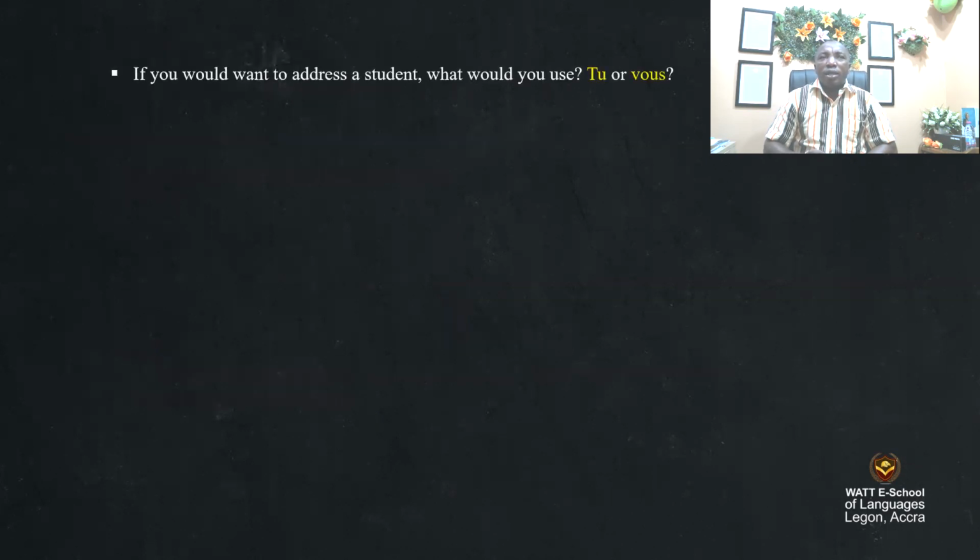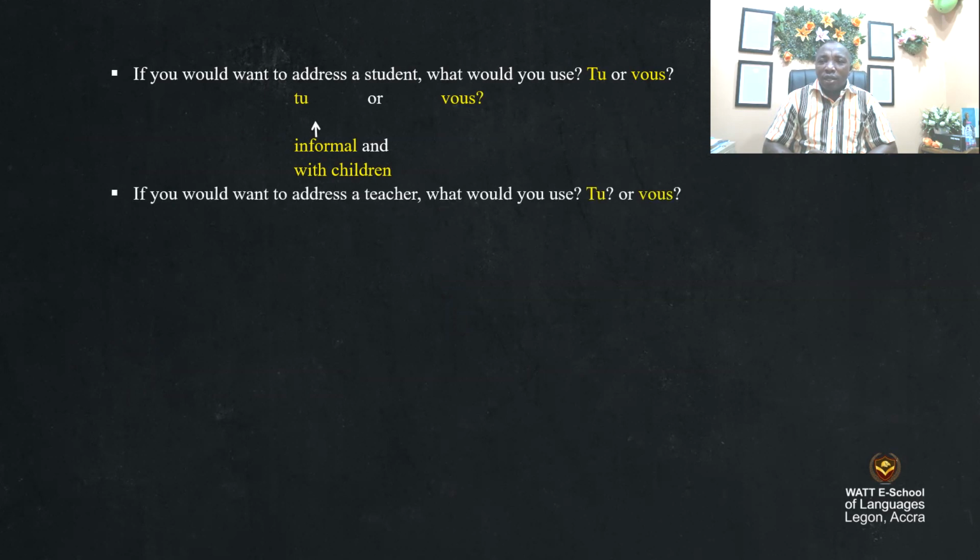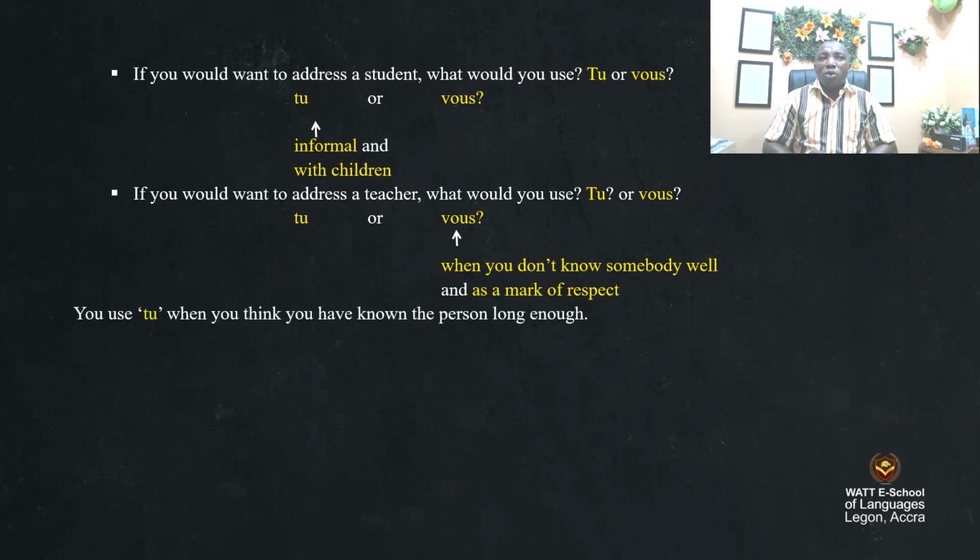Now, if you want to address a student, what will you use? Tu or vous? You use tu. It is informal way or with children. If you want to address a teacher, what will you use? Tu or vous? You use vous, because when you don't know somebody well, or as a mark of respect, you also use vous. You use tu when you think you have known the person long enough. Basically, you should always say vous.